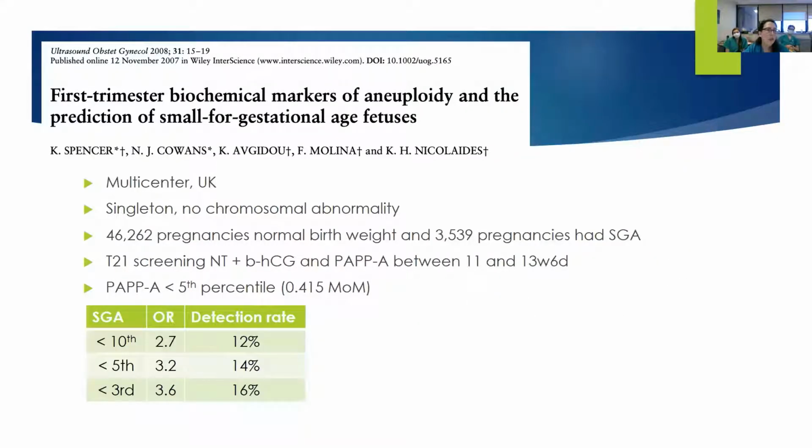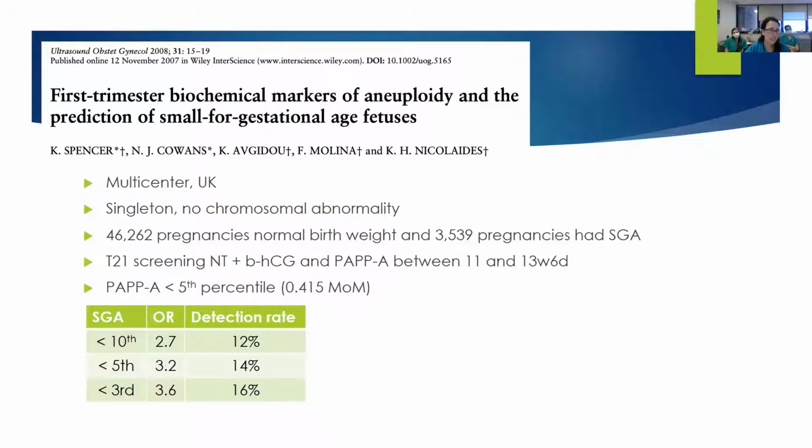This is another paper, 2008, by Nicolaides, a multi-center study in the UK, singleton pregnancies without chromosomal abnormalities. It included 46,000 pregnancies with normal birth weight and 3,500 pregnancies that had small for gestational age babies. They did T21 or aneuploidy screening with nuchal translucency and the serum markers between 11 and 13 weeks and 6 days. PAPP-A less than the 5th percentile was associated with small for gestational age.